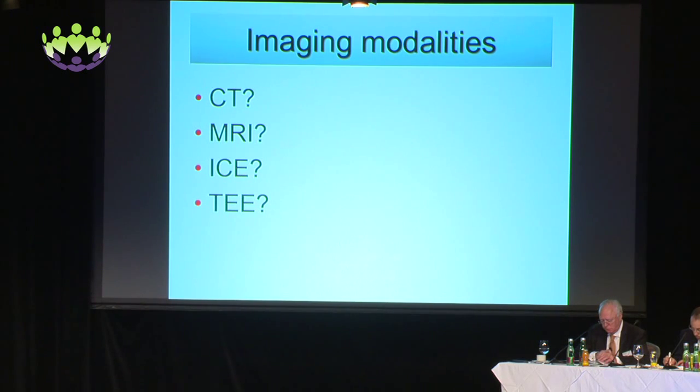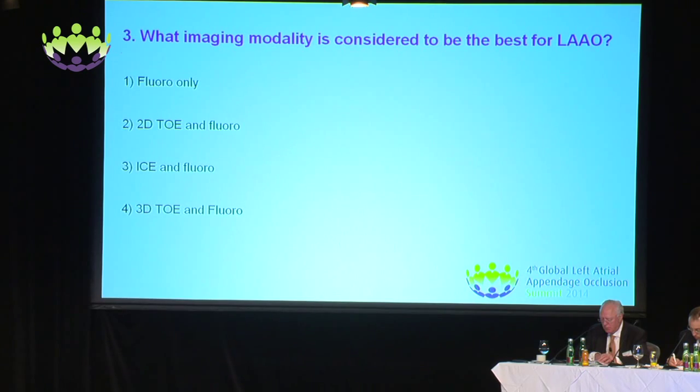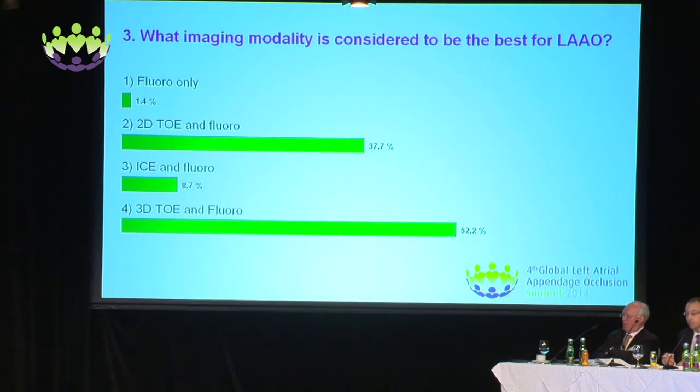And I would like to ask the first question here. What imaging modalities are you considering in your lab as the best solution for LAA occlusion? Fluoro only, 2D TE, intracardiac echo and fluoro in combination, or 3D TE and fluoro in combination? Please vote. Perfect. I think a lot of people are using 3D, as you can see here, and there's a remarkable small number of persons who are using fluoroscopy only. All right, let's continue with the talk.